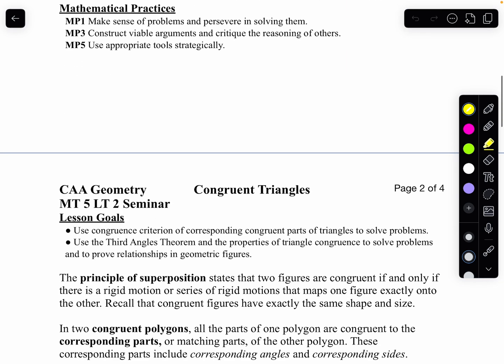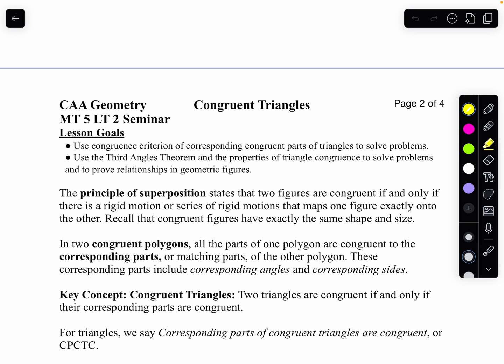What we want to look at today is I want you to use the congruence criterion. That seems like a big word, but it's just what makes corresponding congruent parts of congruent triangles to solve problems. We're going to use the third angle theorem and the properties of triangle congruence to solve problems and prove relationships in geometric figures. We did some of this in the last chapter.